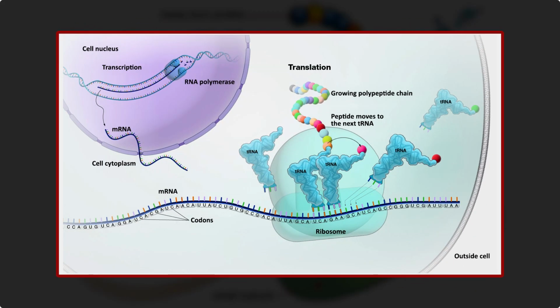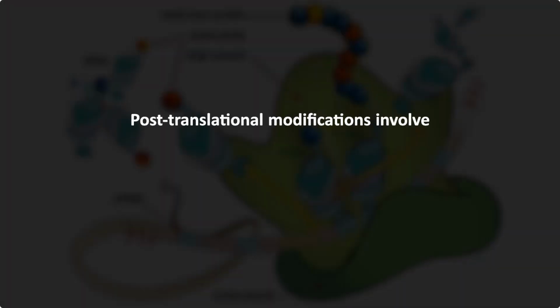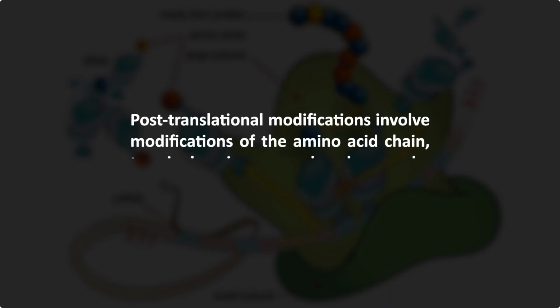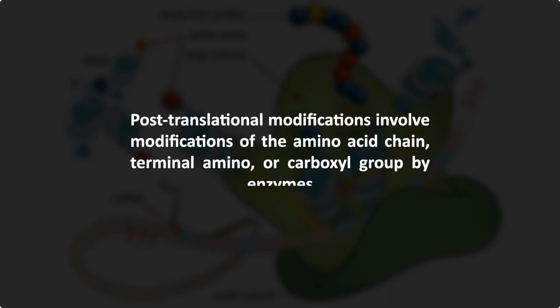Translation in biology is a process in which a molecule of messenger RNA is sequenced to amino acids during protein synthesis. Post-translational modifications refer to the changes occurring to the protein with the help of enzymes after protein synthesis. Post-translational modifications involve modifications of the amino acid chain, terminal amino or carboxyl group by enzymes. Due to these modifications, the structure, stability or activity of the proteins get affected.